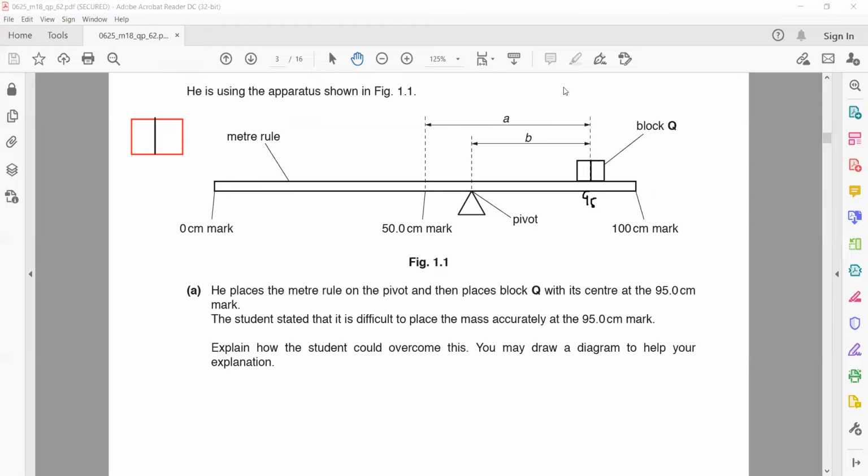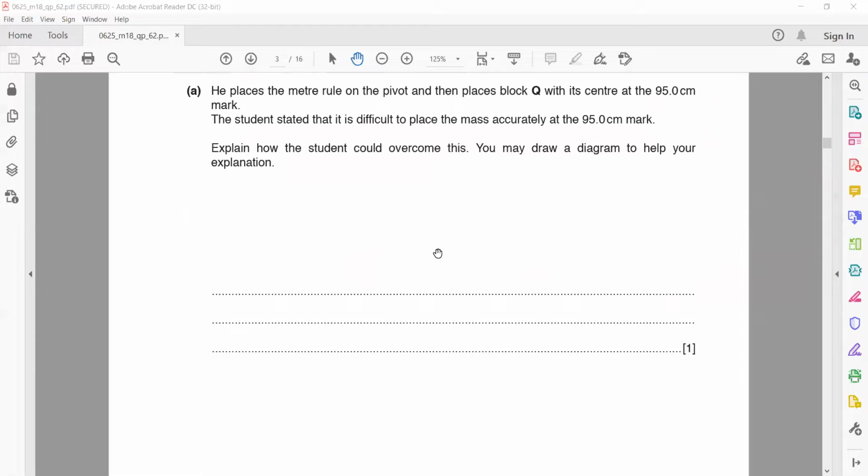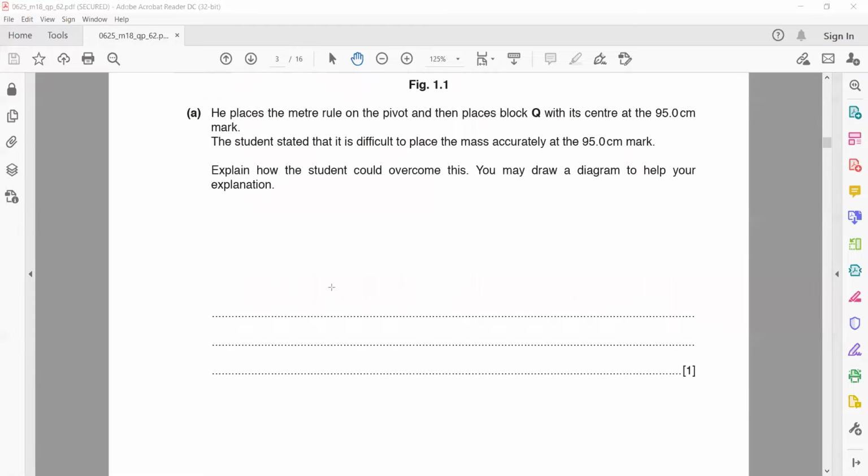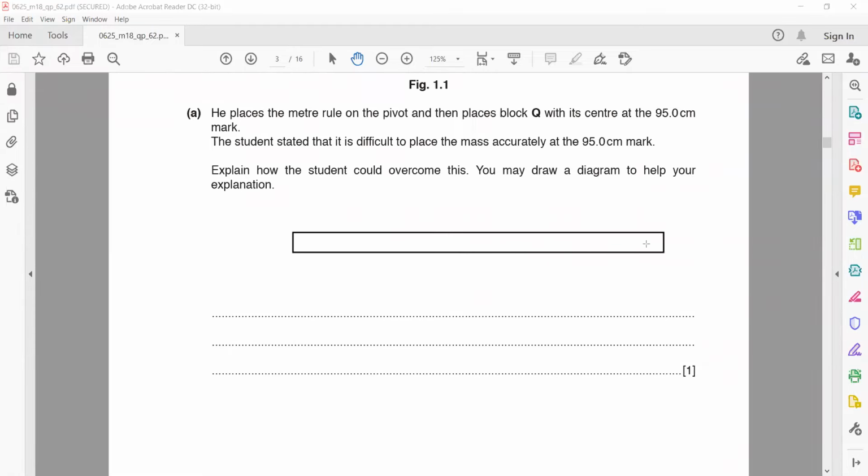So there are two ways to do this. You can write any one of them. If you're looking at the meter rule from the top, this is the object. To know that the center is at the 95 centimeter mark, we'll measure the markings of both edges and take an average.